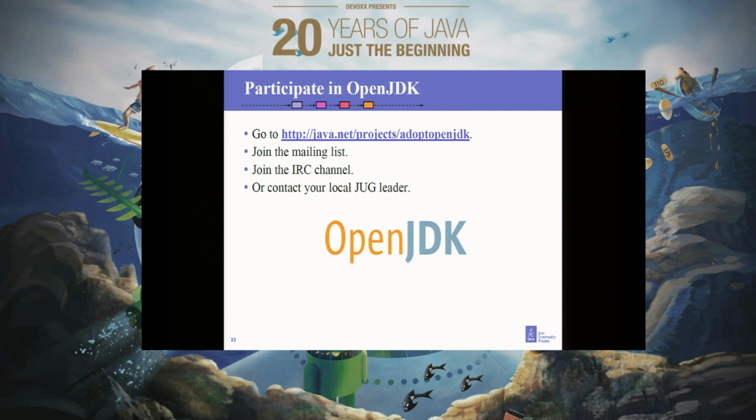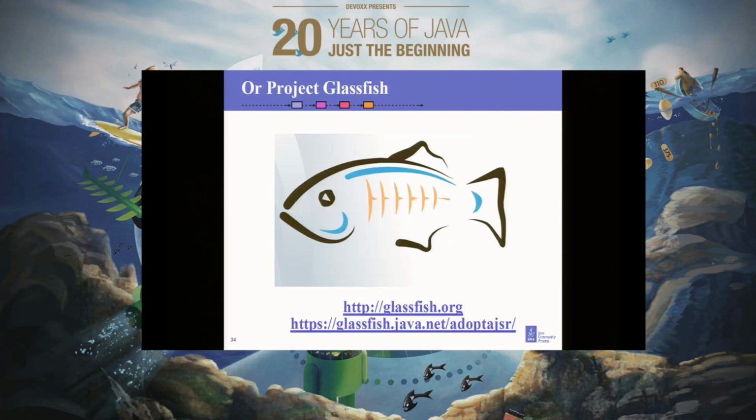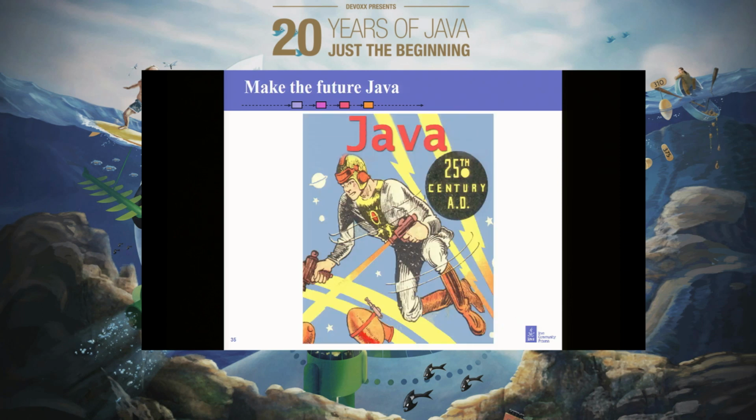There are two other ways that you can participate. If you're more interested in the implementation rather than the specifications, you can join OpenJDK and actually work on the reference implementation of Java SE, or you can join Project Glassfish and do the same thing for Java EE. Both of these are open source projects that develop the actual implementations of the platforms.